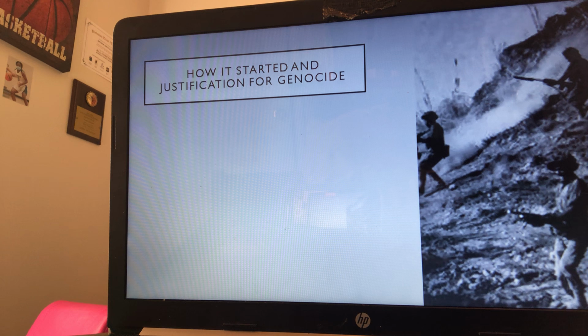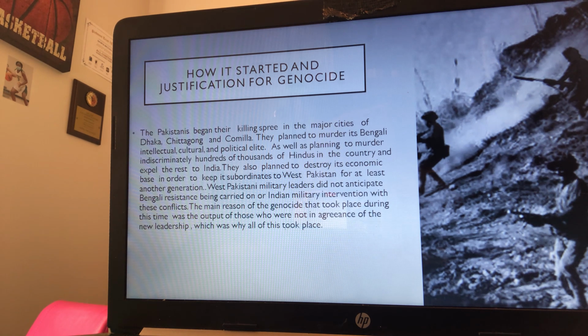How it started and justification for genocide. The Pakistanis began their killing spree in the major cities of Dhaka, Chittagong, and Comilla. They planned to murder its Bengali intellectual, cultural, and political elite, as well as planning to murder indiscriminately hundreds of thousands of Hindus in the country and expel the rest to India.